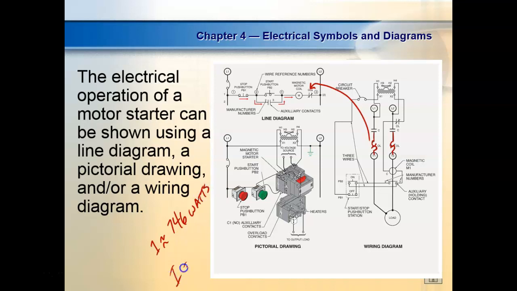So I is equal to P over V. So if I had a 5 horsepower motor running at 120 volts, that's going to be 5 times 746 over 120 volts. So what would be my current?